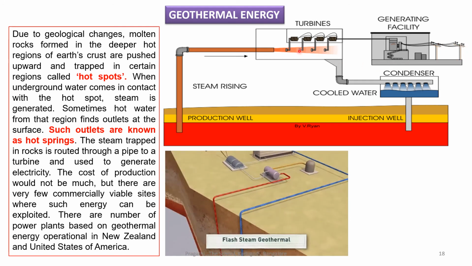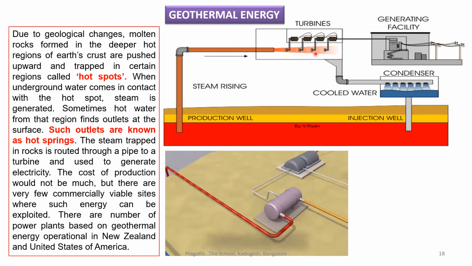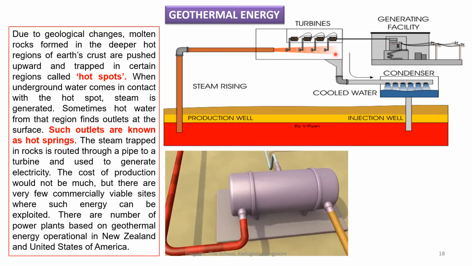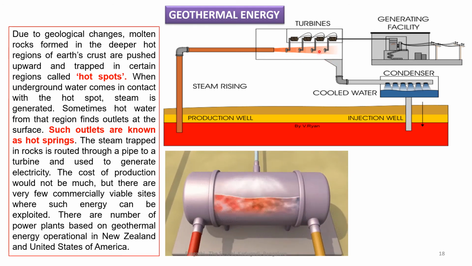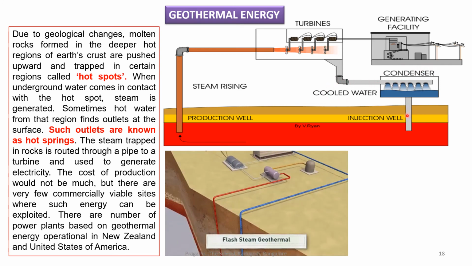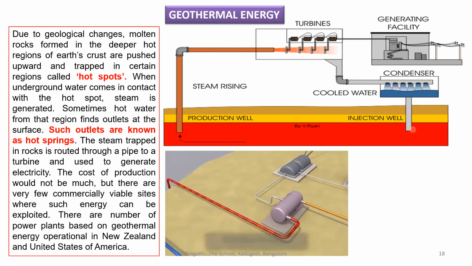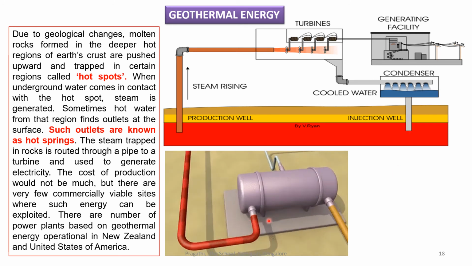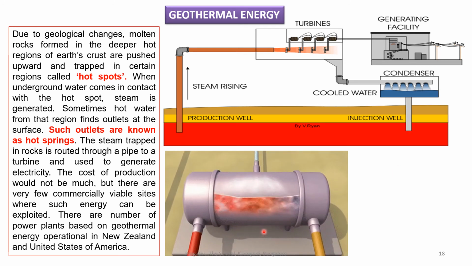And what will happen to the water which is coming here? The steam becomes cool and is converted into water, and this water comes here. We keep a condenser here where it cools the water, and that cool water is again sent back to the production well. You can see this picture, I'll show you, it is explained nicely here.